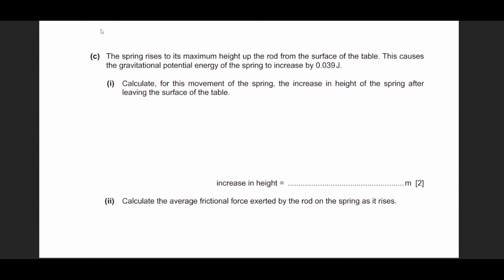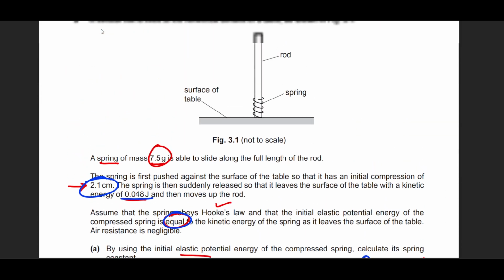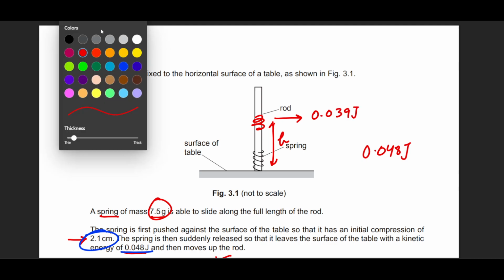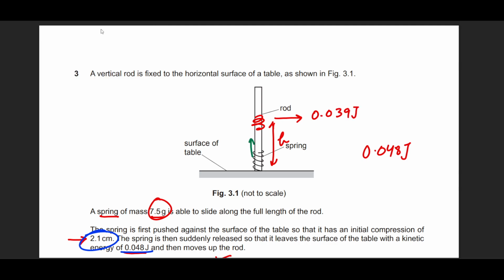Part C says there is a maximum energy attained by the spring in terms of gravitational potential, which is 0.039, which means that the spring has invested 0.048 joules, but the spring only goes up to a certain height h, where we found its energy to be 0.039. Which is plausible, which is understandable, because as it moves up, there could be a friction between the spring and the rod. Although he says that there is no air resistance, it's possible that there is some air resistance as well in real life, not over here, but in real life, okay? But there is, of course, some friction between the spring and the rod.